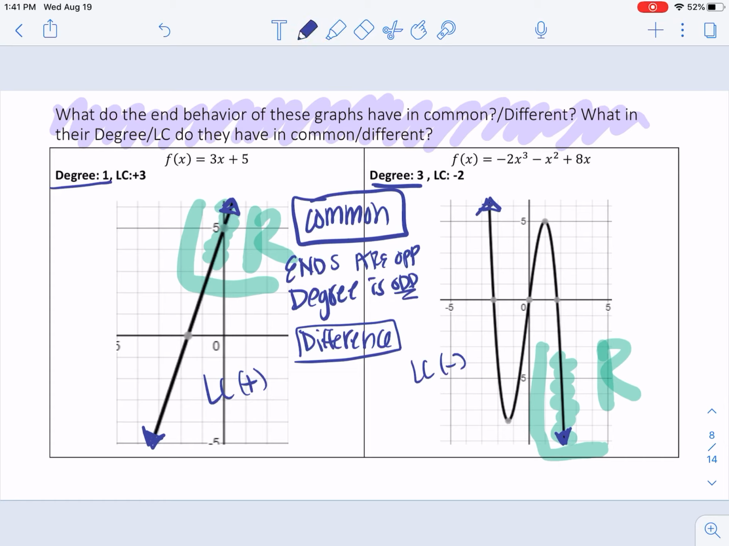So what that means is that when your leading coefficient is positive, your right side goes up. And when your leading coefficient is negative, your right side goes down. So our negative really tells us what's going on the left-hand side of our graph. Okay, so that was kind of just exploring all of it.